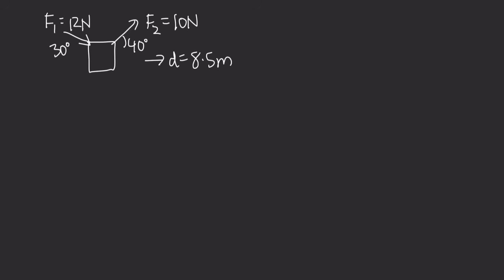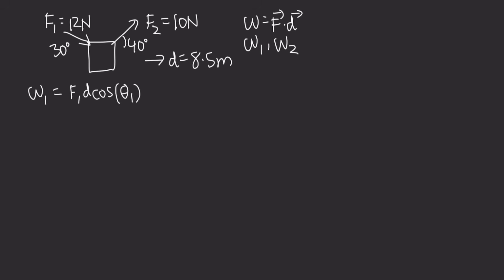So using the equation W equals F dotted with D, we can find the work done by force 1 and the work done by force 2. Starting with the work done by force 1, we get that W1 equals F1 D cosine of theta 1. This is equal to 12 newtons times 8.5 meters times cosine of 30 degrees. And this is simply 88.3 joules once you calculate it out.